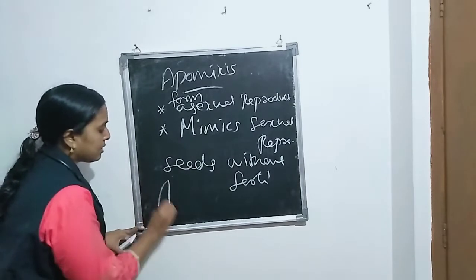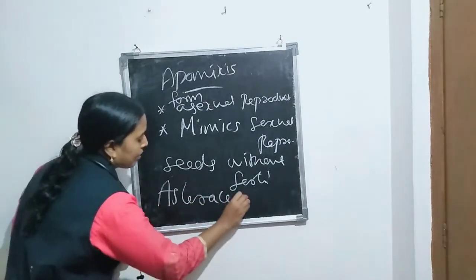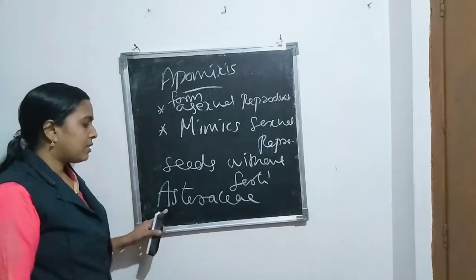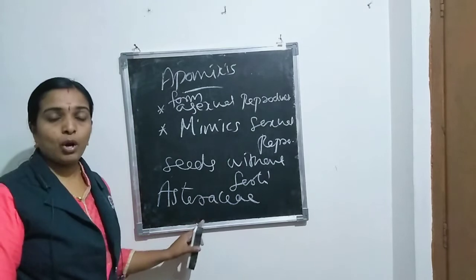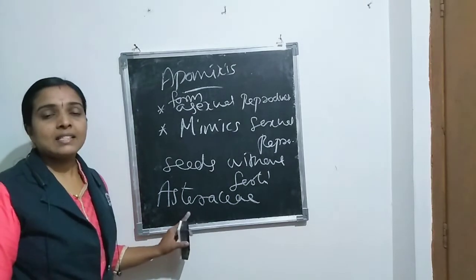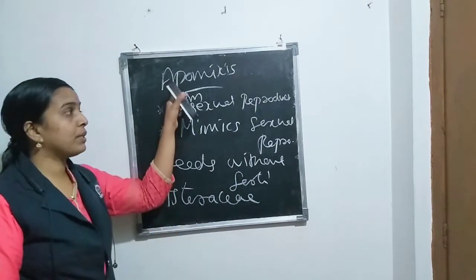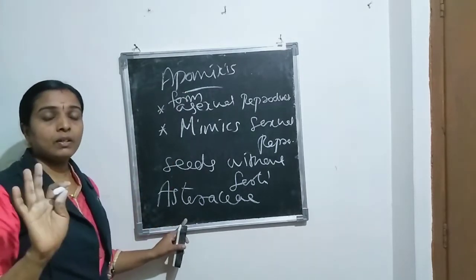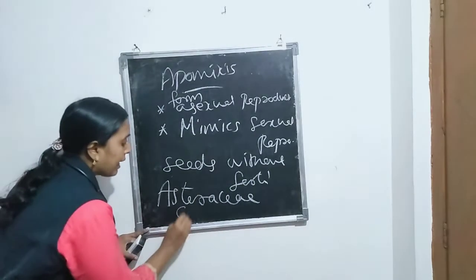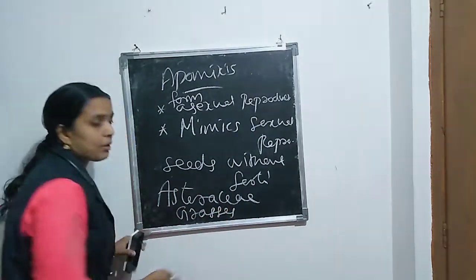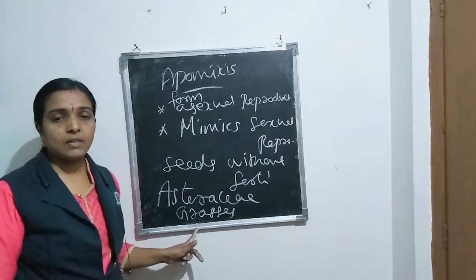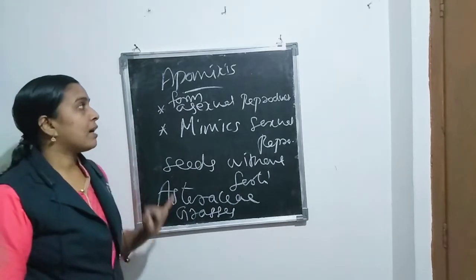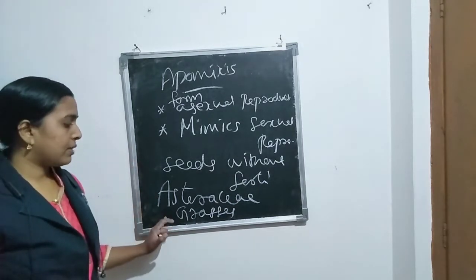Apomixis example is Asteraceae. Asteraceae is a family name. Aster flowers belong to this family, Asteraceae. Asteraceae is an example of apomixis. The Asteraceae family produces seeds without fertilization. Then there is a familiar example, grasses. Grasses also produce seeds without fertilization. These are the two examples of apomixis.